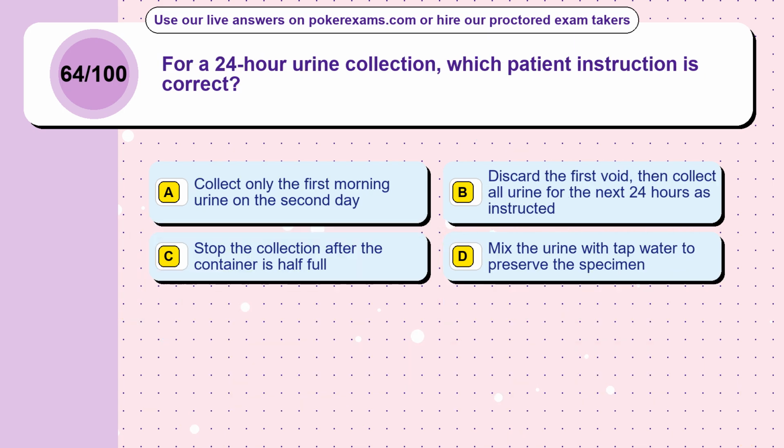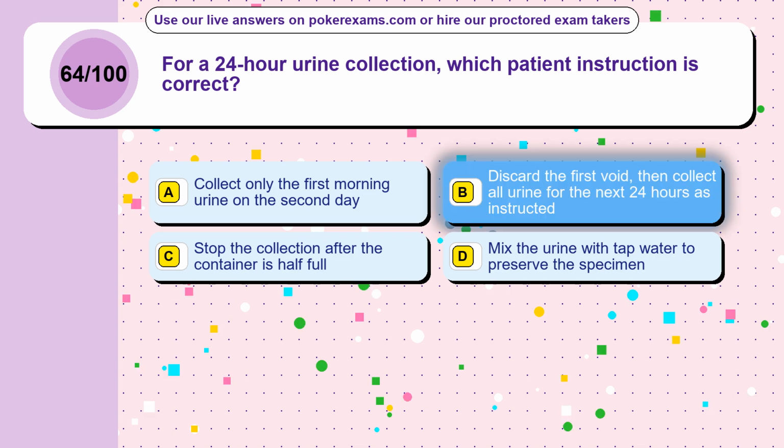Question 64. For a 24-hour urine collection, which patient instruction is correct? Option A, collect only the first morning urine on the second day. Option B, discard the first void, then collect all urine for the next 24 hours as instructed. Option C, stop the collection after the container is half full. Option D, mix the urine with tap water to preserve the specimen.